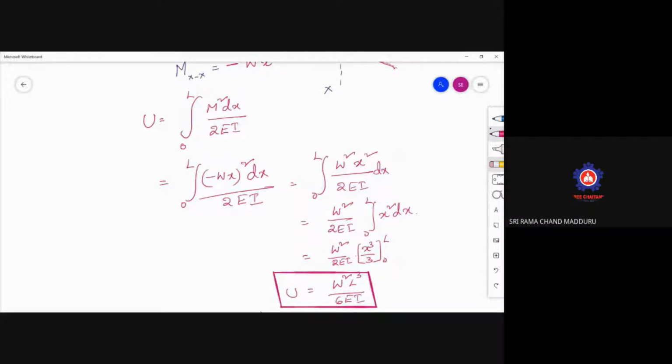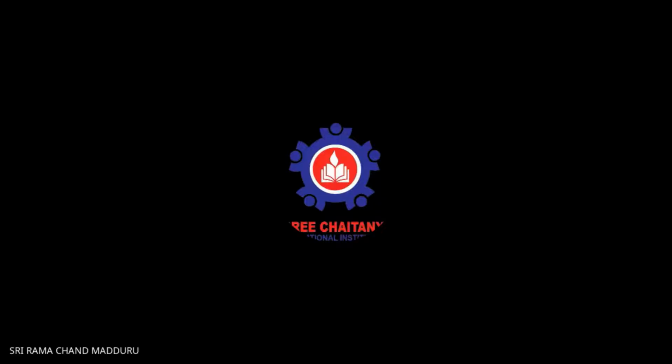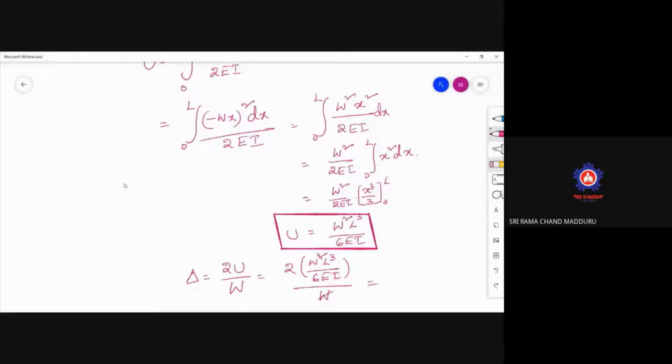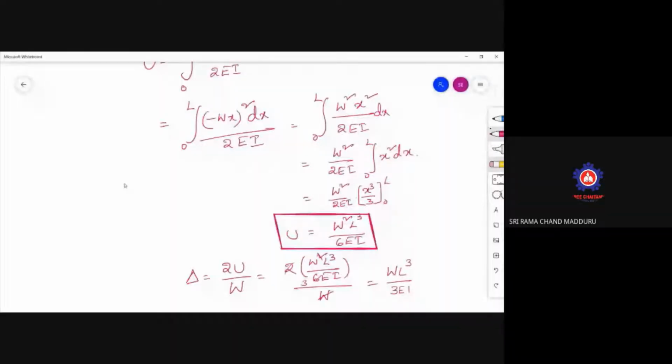So after getting the strain energy, our intention is to get the deflection. Delta is nothing but 2U by W. So this W will be cancelled, and the 6 becomes 3. Which is W L cubed by 3EI. So the deflection is W L cubed by 3EI.